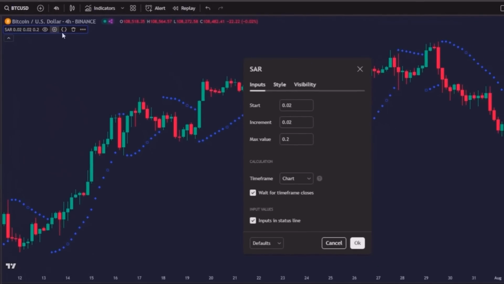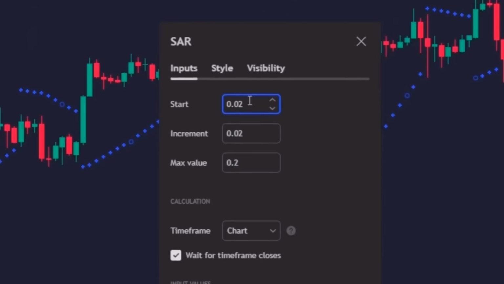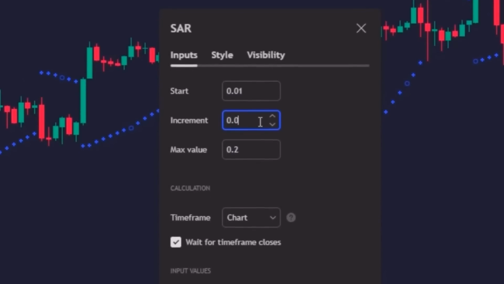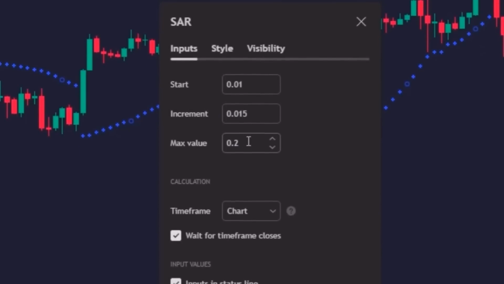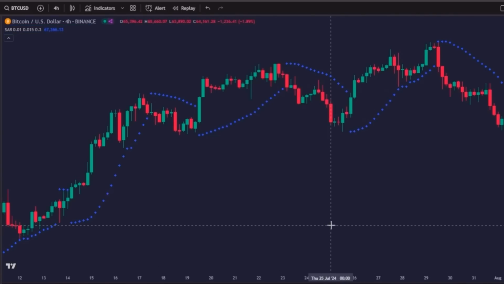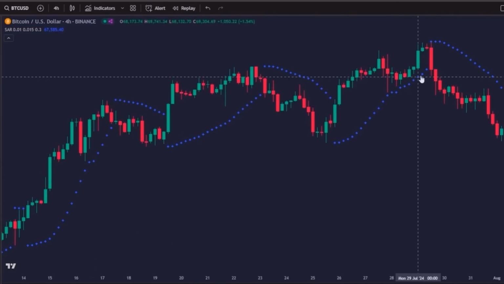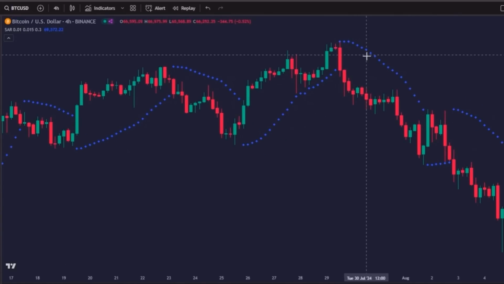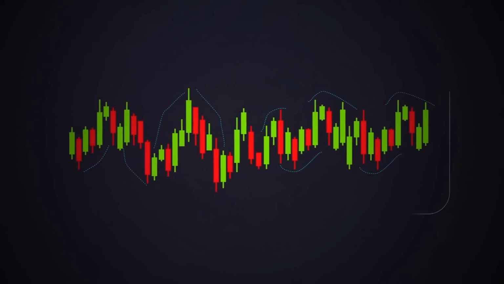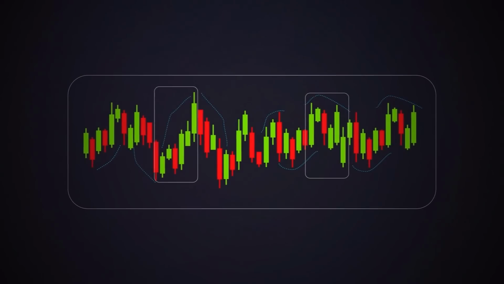Click the settings icon on the indicator and instead of the default values, input these: 0.01 on the start, 0.015 on the increment and 0.3 on the maximum. As you can see, this version is much smoother. The dots follow the trend without flipping at every minor pullback. This reduces noise and helps us stay in profitable moves longer.